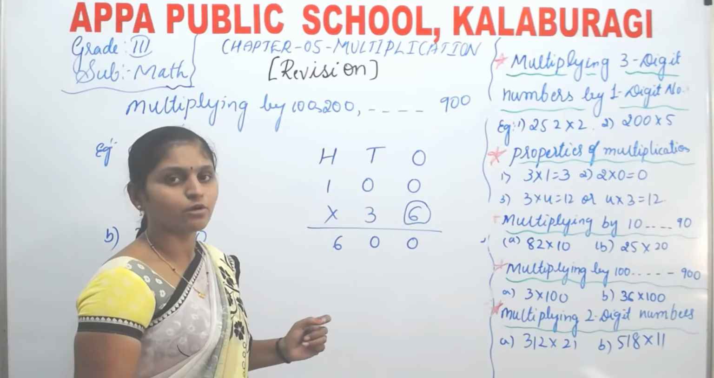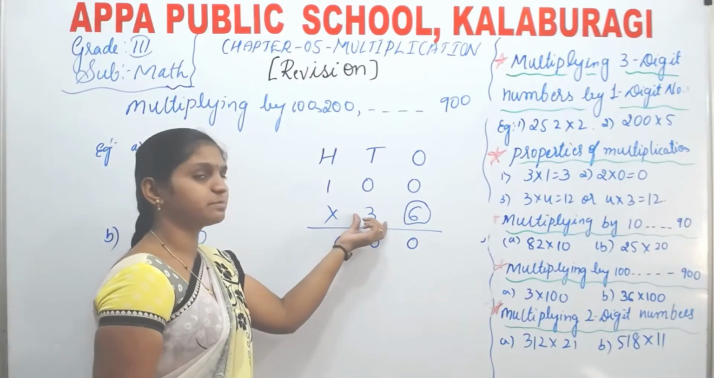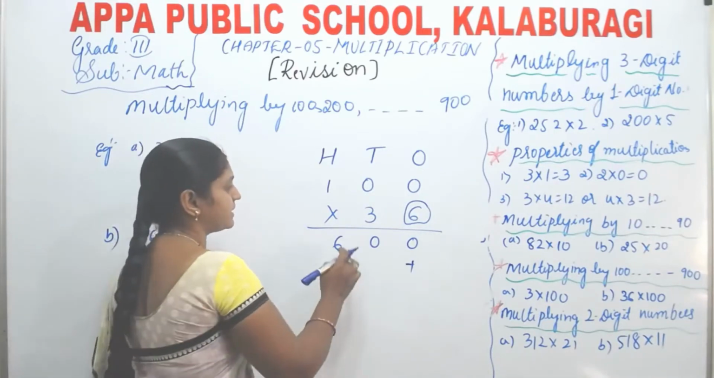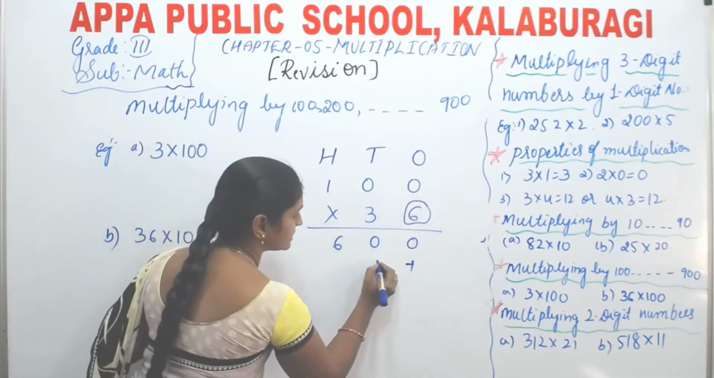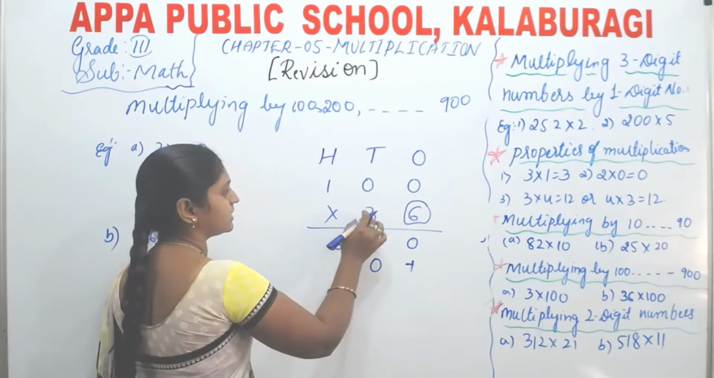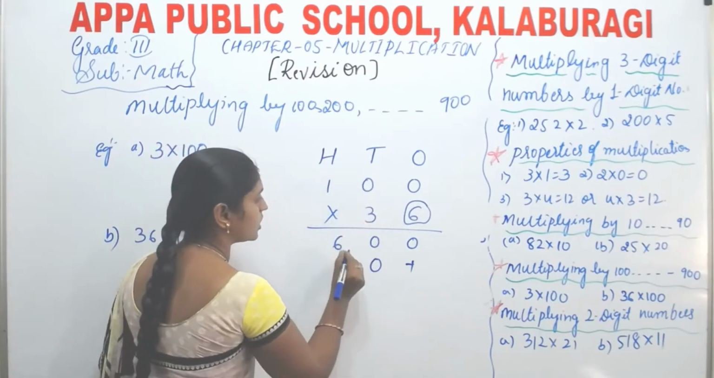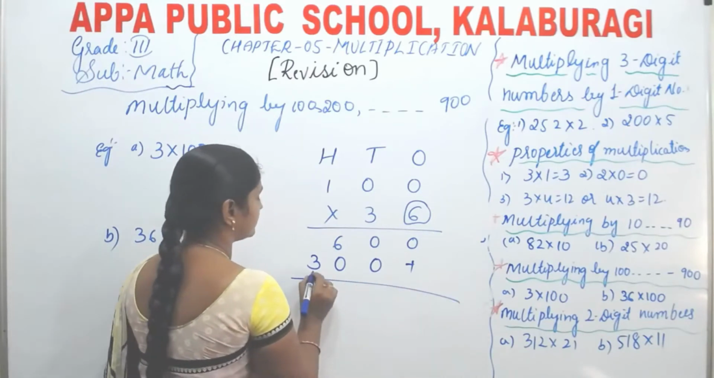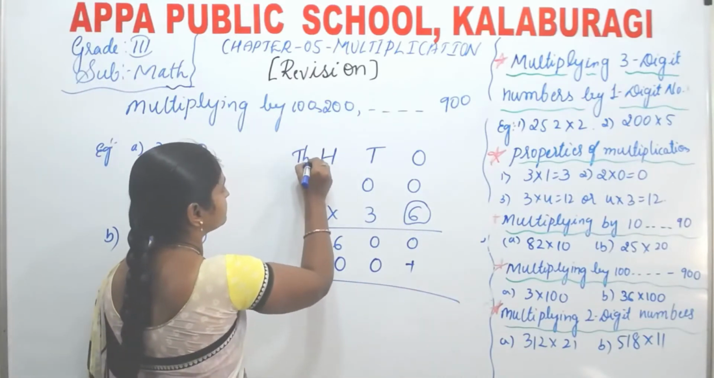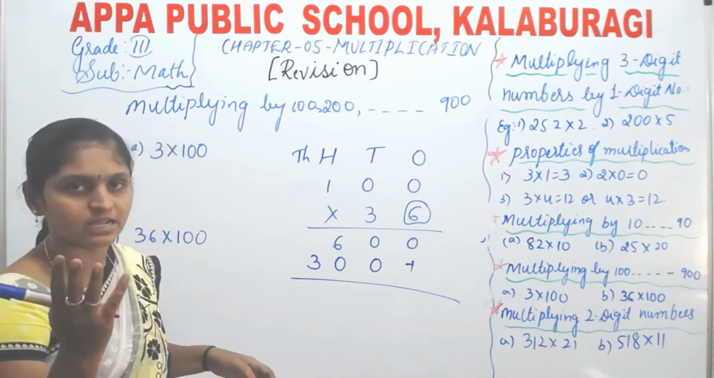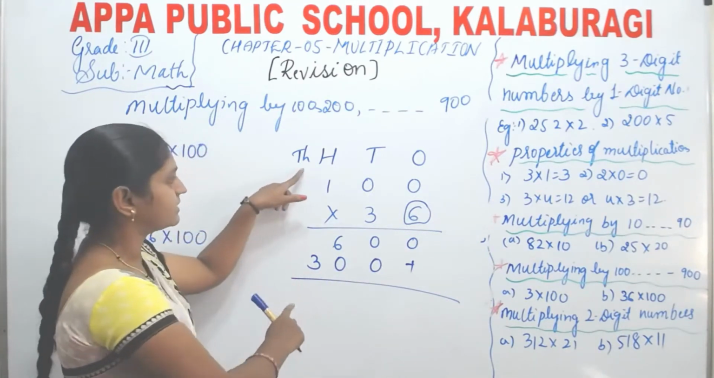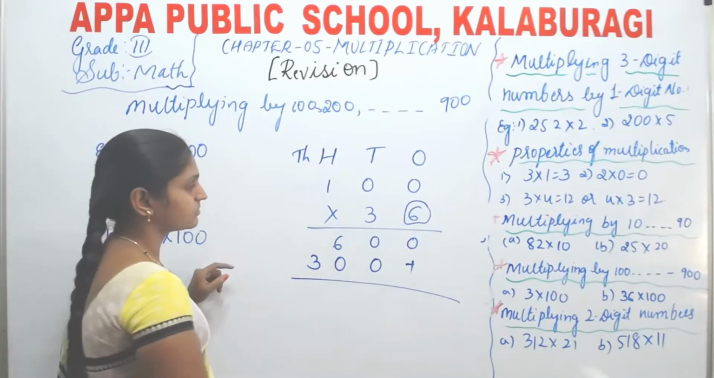Next, we are going to multiply with the tens place. Put the plus symbol here. Yes. Multiply 3 into 0 is 0. Again 3 into 0 is 0. 3 ones are 3. Yes. So this is the thousands place. 4 numbers are there now: ones, tens, hundreds, thousand. So write the thousand place.